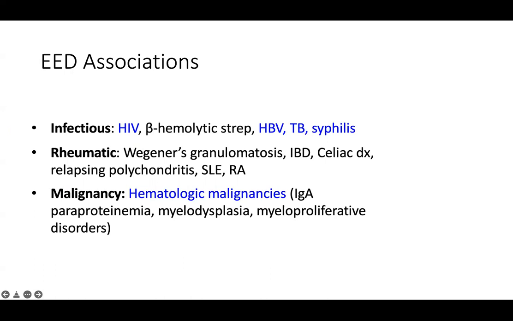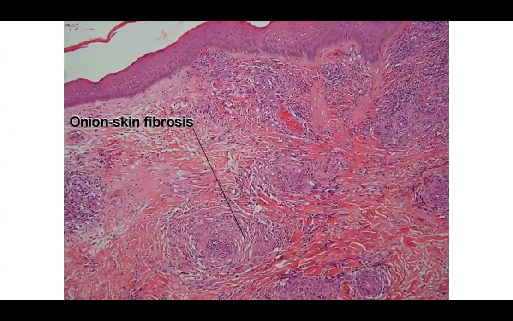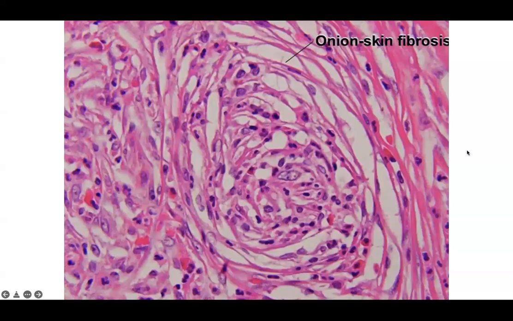Malignancy, such as hematologic malignancy, I mentioned IgA paraproteinemia, myelodysplastic syndrome, myeloproliferative disorders in general. So here's a very high yield testable snapshot from Dr. Elston's book, showing that onion skin fibrosis and then those slit-like spaces in between the collagen that you can sometimes see in sclerotic fibromas. So there's this fibrosis happening concentrically around the vessels, which implies a vasculopathy as the underlying pathology. Here again, you see some more examples of the onion skin fibrosis.